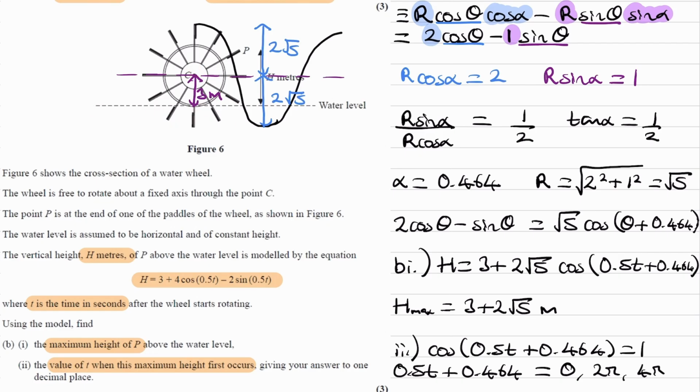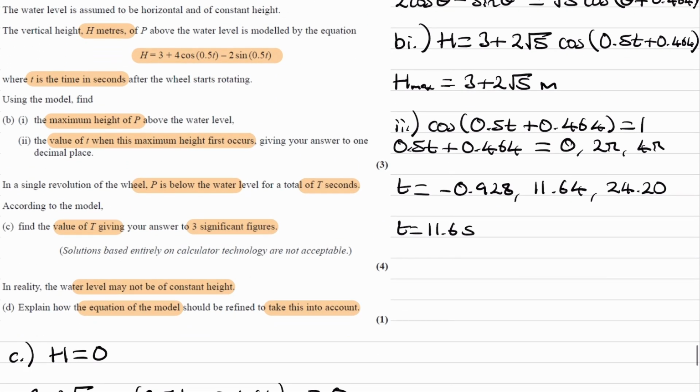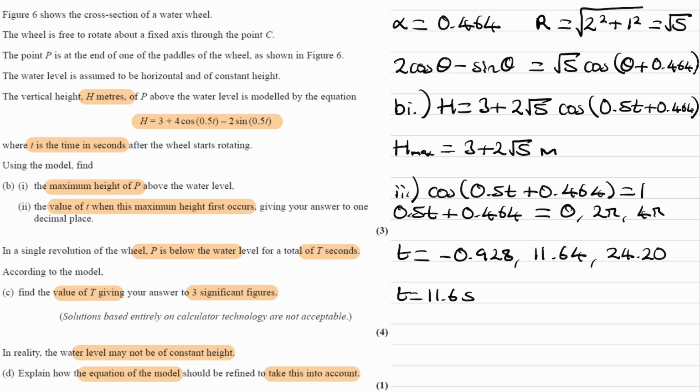If the water level is changing, that means this 3 is also changing. And that could change for various reasons. It could be, for instance, tide, so as the water comes in and out. It could also be because of rainfall, if this water wheel is on a river. So it could be for various reasons. So that 3 would need to vary. It would likely need to be some kind of function of time. That would be our answer for Part D. Part D is asking us to explain how we would refine the model to take into account the changing height of the water level. So change the 3, make it some kind of function of time.